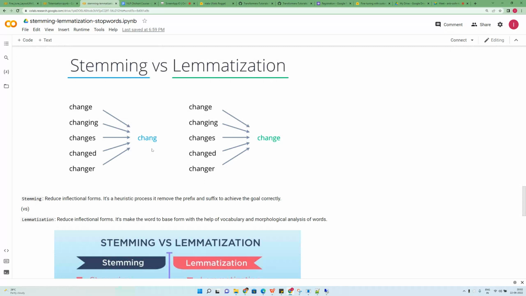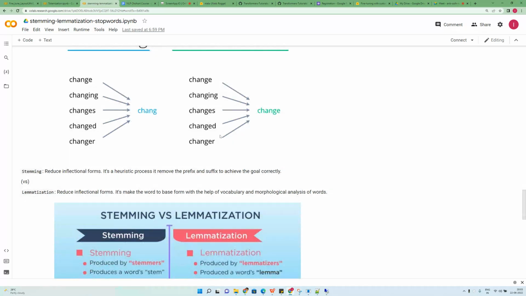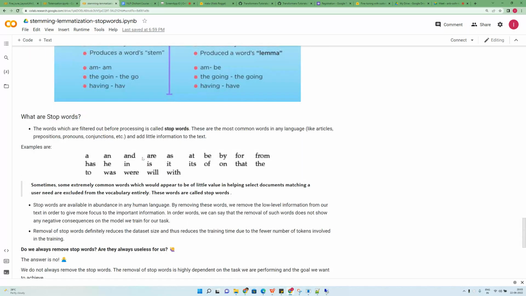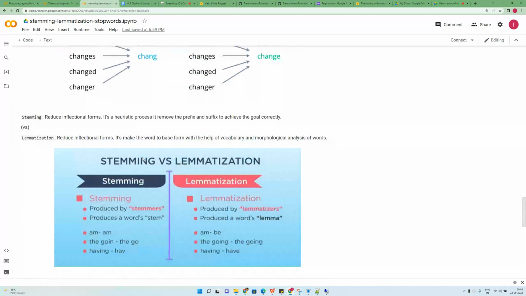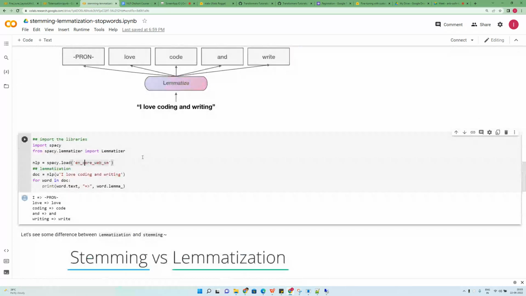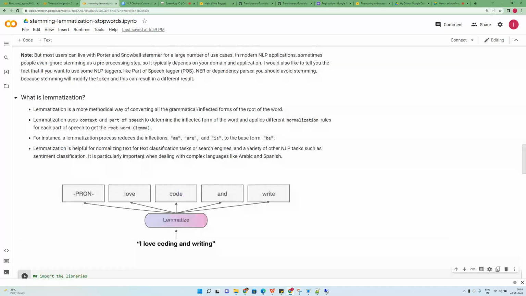Stemming might be helpful mostly in cases where you want to count, but it doesn't help you if you are considering the context or meaning of the sentences, where you don't want to alter the meaning of the sentence. In that case, you have to go for lemmatization. Okay, again, same, there are some differences here, and stopwords. Yeah. So any questions on this? Stemming and lemmatization.